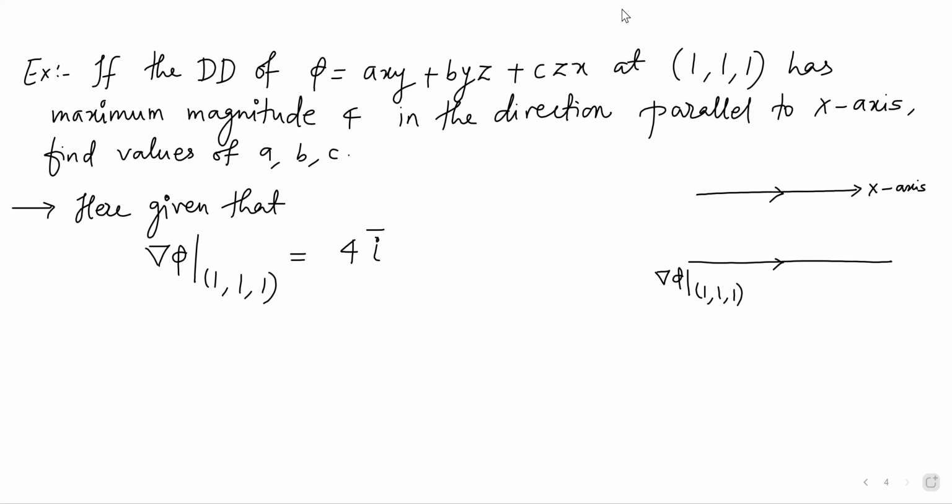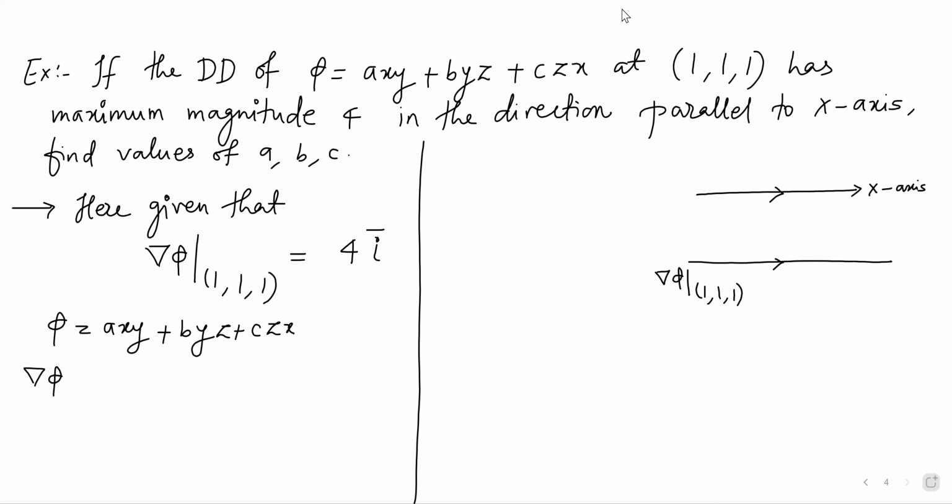Now the only thing is we have to solve this. Once we solve this, we get the values of a, b, c, correct? So I'll find it out first of all. Phi is axy plus byz plus czx. Find out del phi here. Del phi: take the derivative with respect to x. So that value is what? (ay plus cz) times i bar.